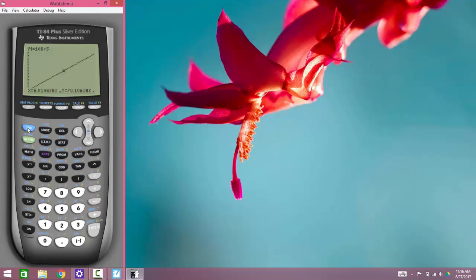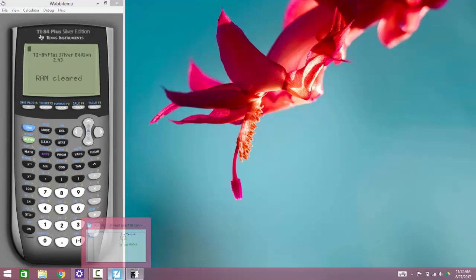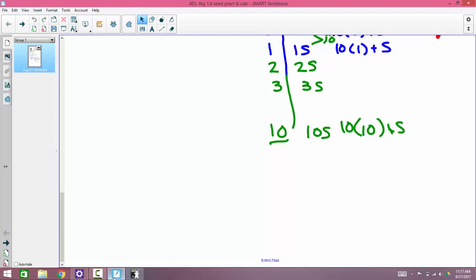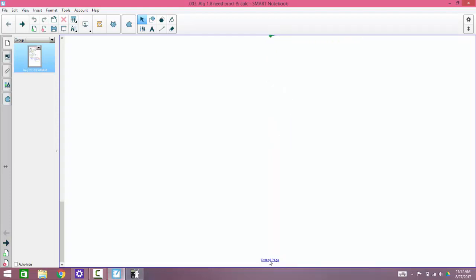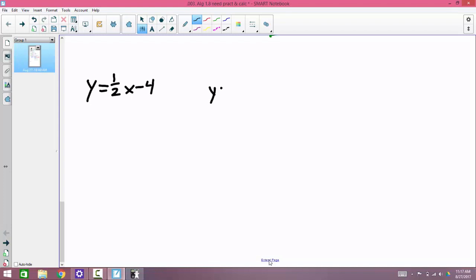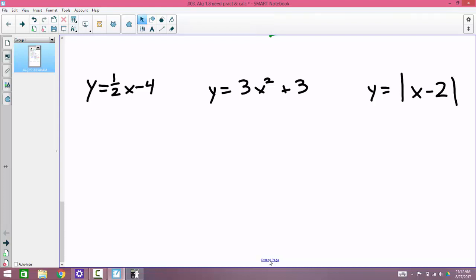All right, so let's go ahead and clear this. So second plus 712. And I'm going to give you 3 different equations to work with here, and then we'll come back and see how you did. So y equals 1/2 x minus 4. Y equals 3x squared plus 3. And y equals absolute value of x minus 2. Go ahead and hit pause, see if you can generate tables and graphs.